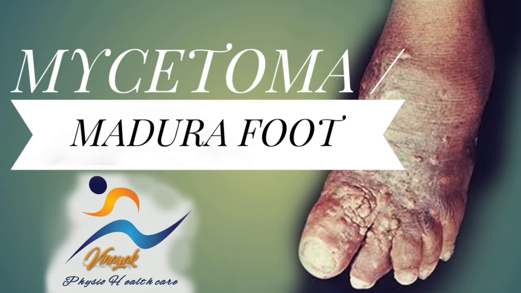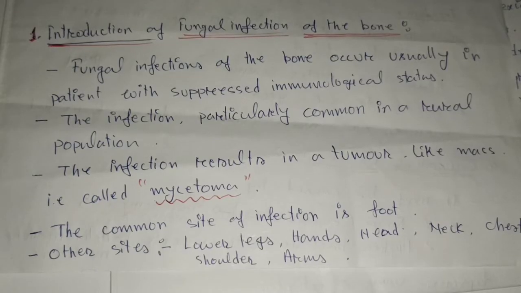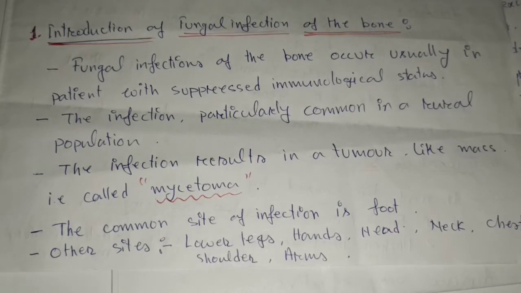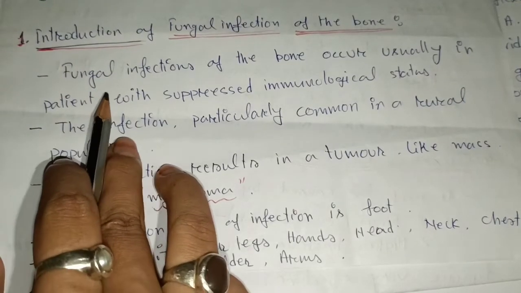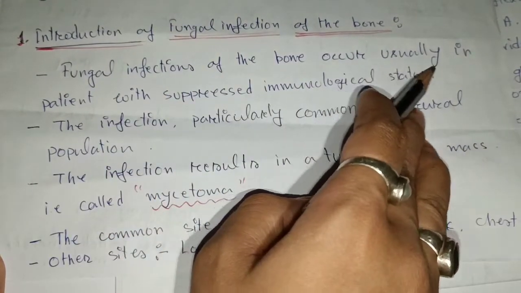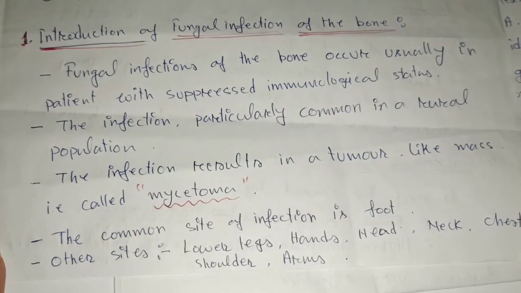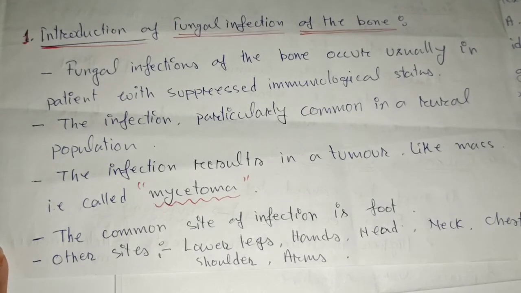So first we will discuss the introduction of the fungal infection of the bones. We will discuss here how the fungus infects our bones. So, introduction. Fungal infection of the bone occurs usually in patients with suppressed immunological status. So basically, the fungus infects those people who are immunologically weak. Those patients are more prominently affected by fungal infection.